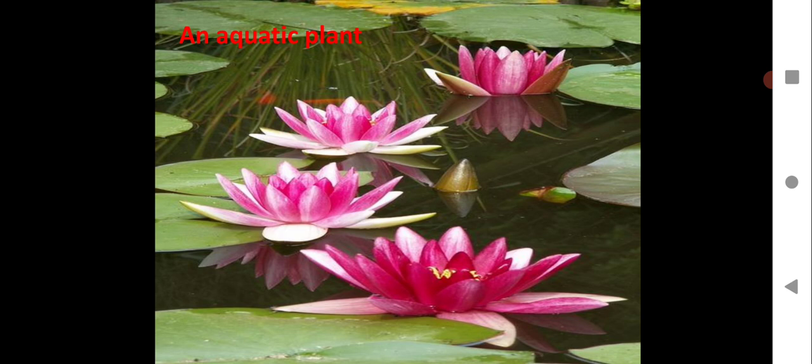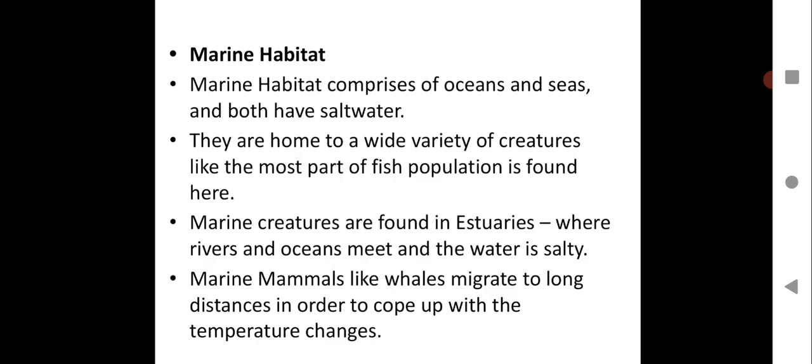Aquatic habitats. Here you can see the aquatic plant, lotus. How do they survive? Just have a look at this picture. The stem goes deep inside. You must have seen the stem of a lotus plant, and you can just see the flower. There is a lotus flower floating on top, but they have a long hollow stem which goes inside the water body. On a pond you can see this. This is an aquatic plant, that is, marine habitat. Aquatic habitat or marine habitat means the same thing.